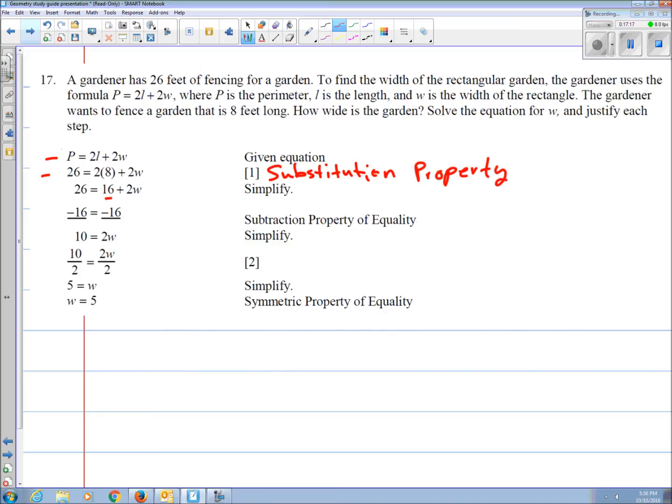Then we notice that they subtract 16 on both sides. That's the subtraction property of equality, and they simplified to get this piece right here. Next, we see that they divided by 2 on both sides, and we know that's the division property of equality.